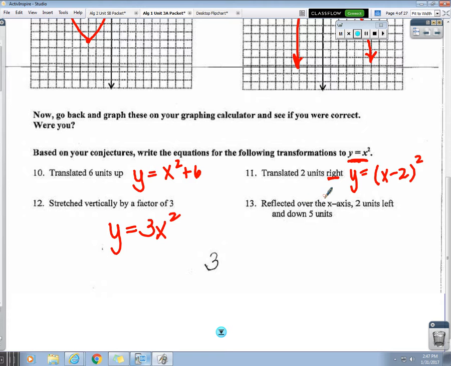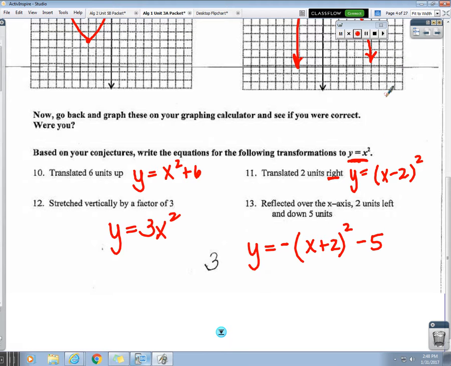Okay, what if we want to reflect it over the x, move it 2 units left, and down 5 units? Y equals parentheses negative x plus 2 parentheses, minus 5. Everything was right except for the fact that to reflect it, the negative needs to go outside, not inside with the x. So negative on the outside, and then inside x plus 2 to move it 2 left, and then outside minus 5 to move it down 5.